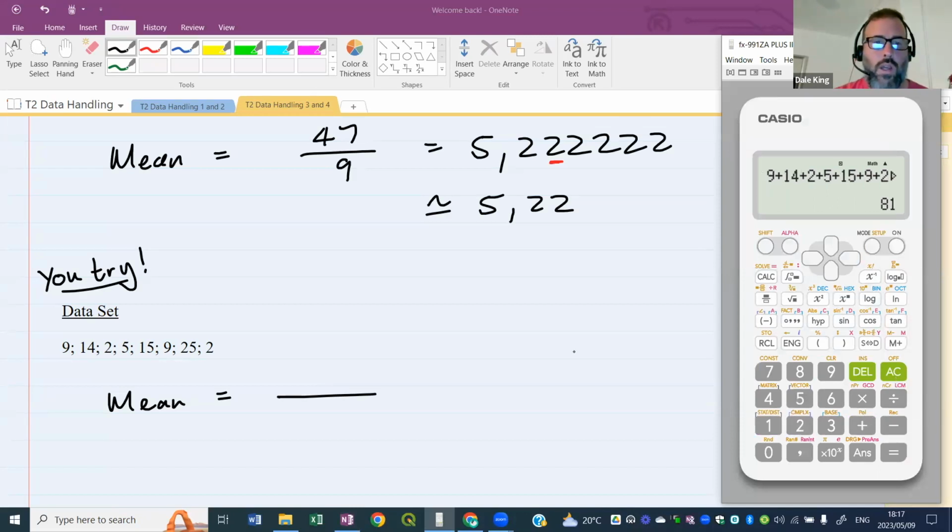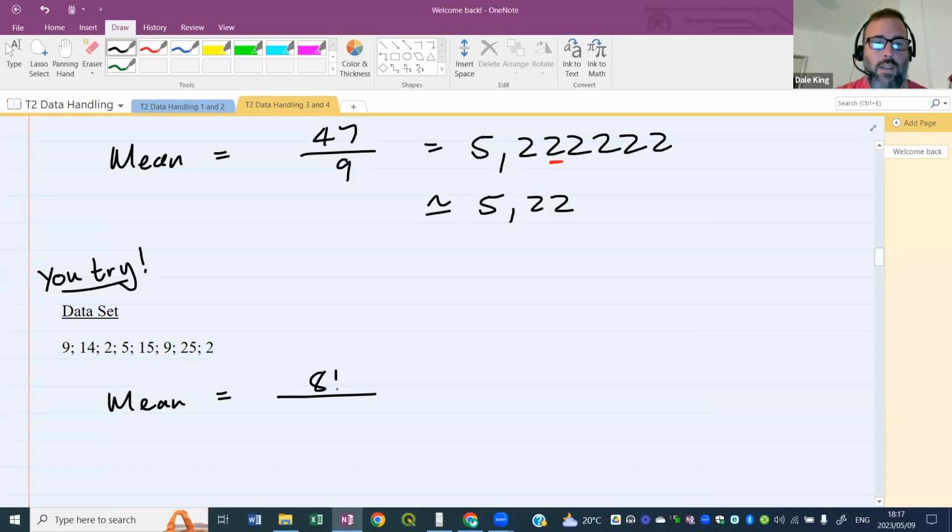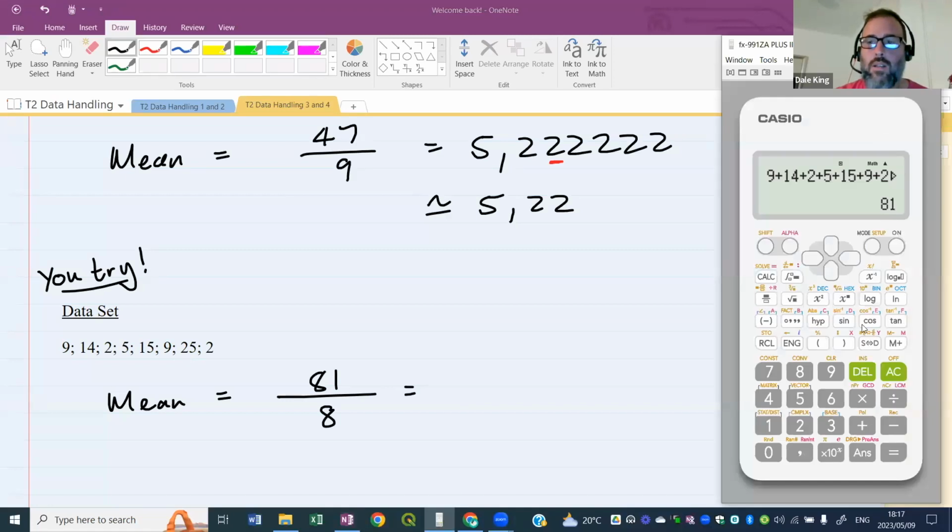So you should all have a sum of 81. Check on that number. And how many numbers do we have? We've got 1, 2, 3, 4, 5, 6, 7, 8. We got 8 numbers. All right. So 8 is under the denominator. So I'm going to do 81 divided by 8. And the answer is a decimal, 10.125.